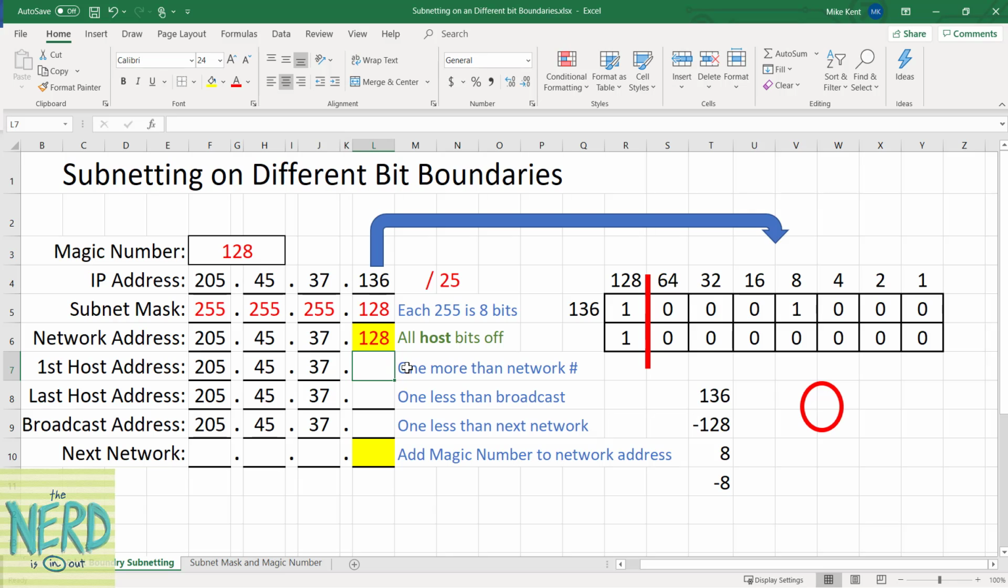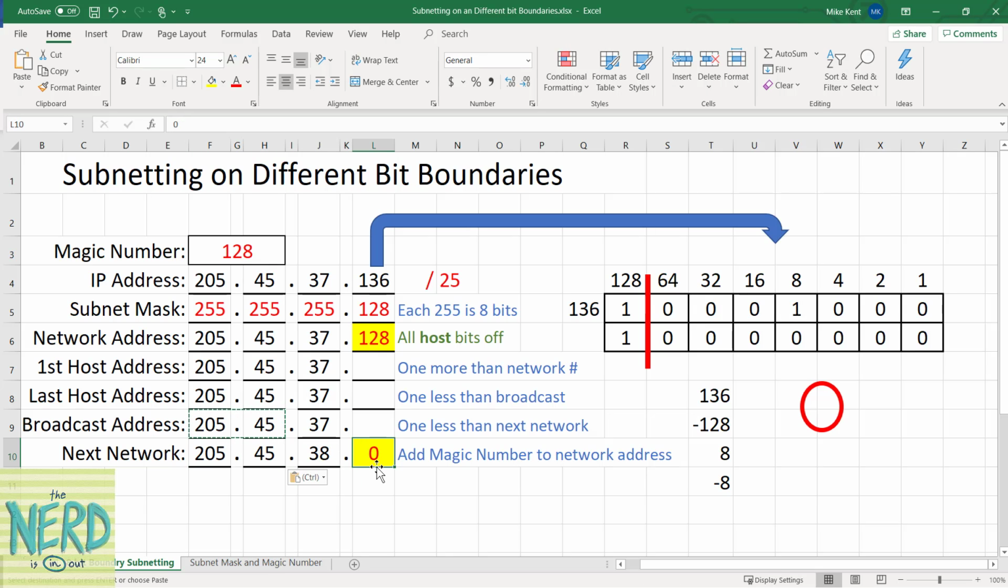Okay. How do I get the next network? Well, you take your network number and add the magic number, and you're going to get 256. But here's the thing. You can't store the number 256 in 8 bits. So it's actually, I've overflowed this. Once I get to 255, it's like an odometer. Once that rolls to 256, that means this number needs to go up by 1, and then we're on 0 right there. So my next network in this case is actually 205.45.38, because I would have had a 256 here.